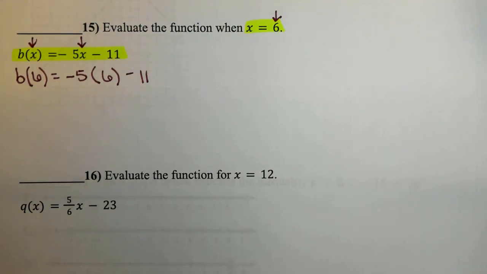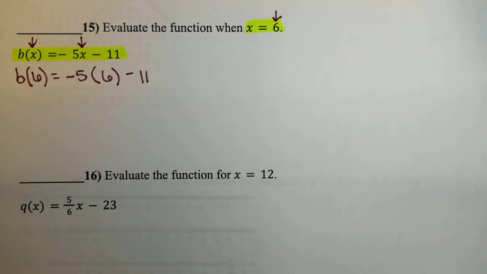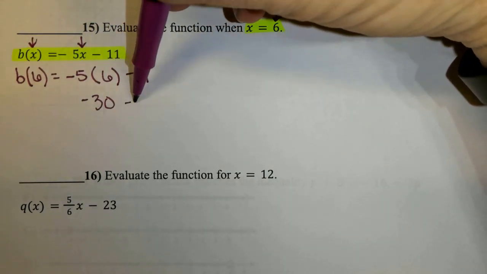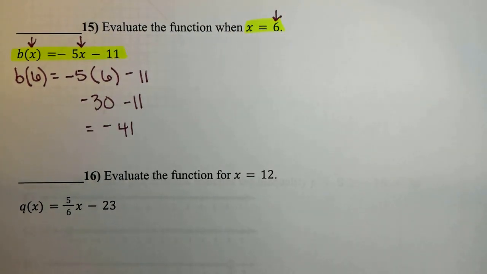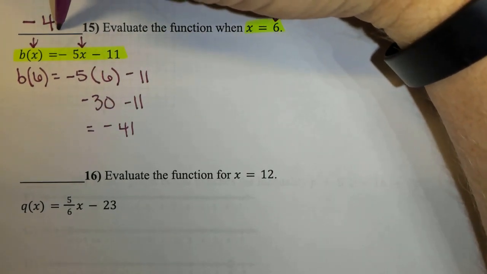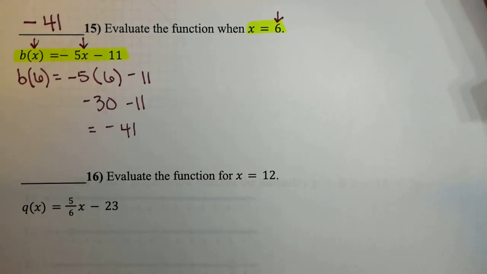Now again, you can just type this in, get my answer, and move on. Or if you want to do it by hand, you can. That's -30 minus 11, which is -41. And again, there's no multiple choice, which means 15 on the test is not multiple choice, so you get no help. So my answer is -41. And I'm done. That's it.